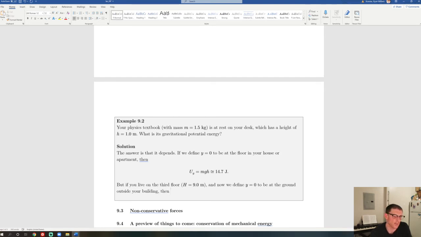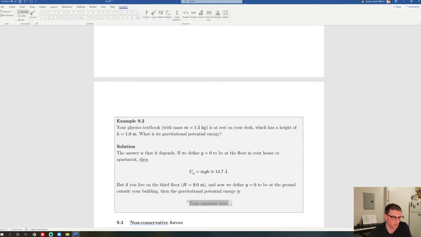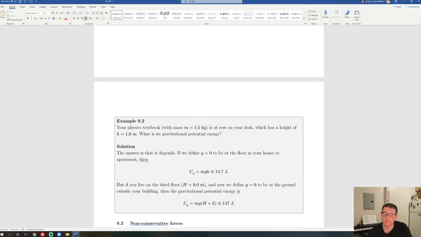Then in this case, the gravitational potential energy is this, right? It's going to be mg times big H plus little h. And this numerically will evaluate to be about 147 joules, right? So that is 10 times as much. So that's kind of interesting.